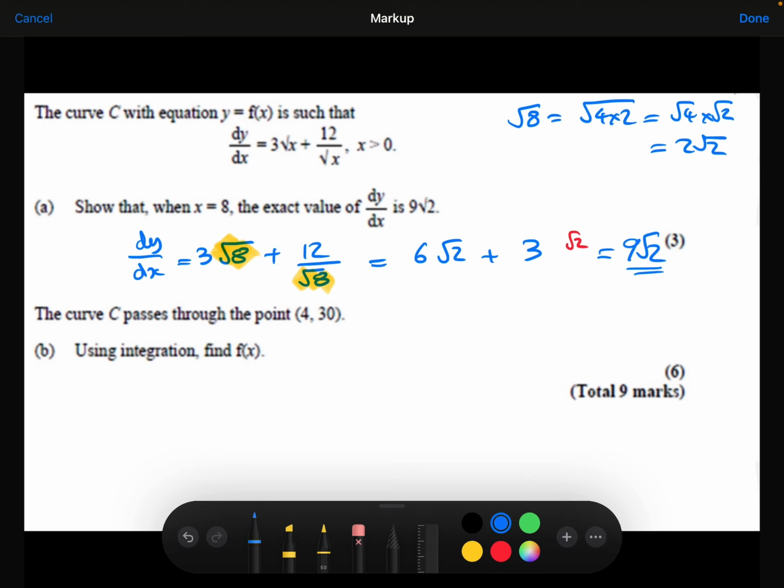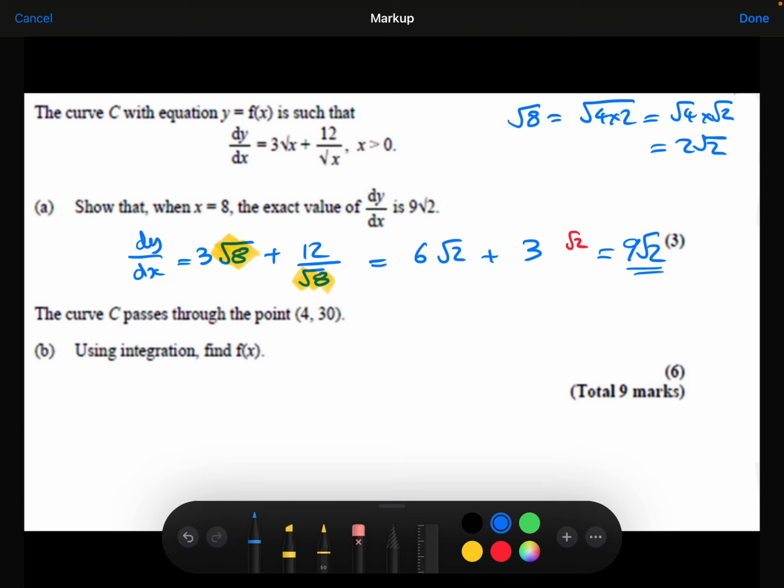we needed to show. You need to make sure you show all of that working out for part A. I've rubbed some of mine off in yours. When you're writing down your answer, you need to make sure you show all of that. We're then told that the curve C passes through the point 4, 30.